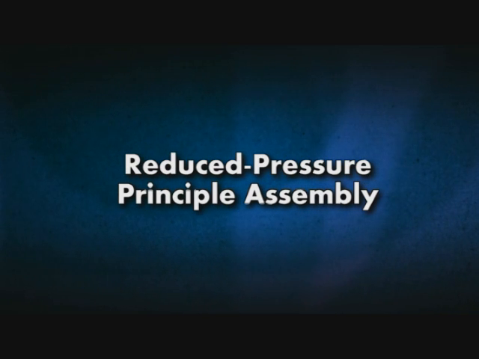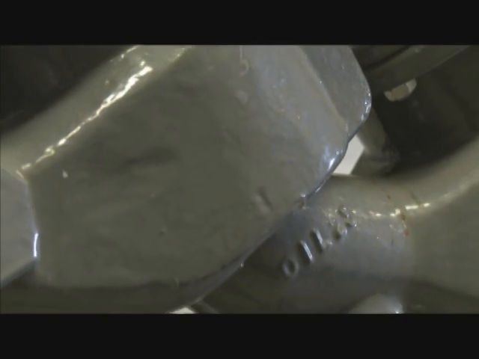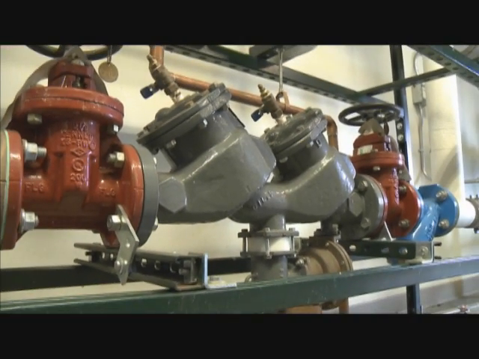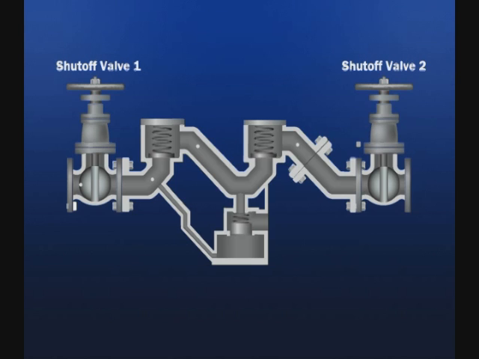Reduced pressure principal assembly. Reduced pressure principal backflow preventers, or RP, provide maximum protection against back pressure and back siphonage conditions. This device consists of two spring-loaded check valves with a pressure differential relief valve located between the checks.